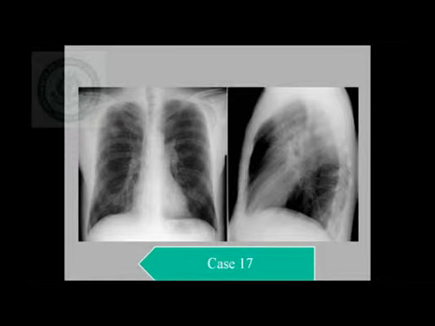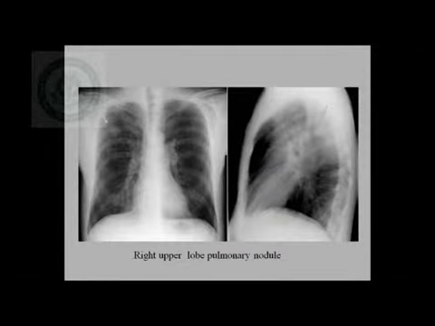Now this X-ray, AP view, shows a nodule in the right upper lobe. Solitary pulmonary nodules are always a problem to the radiologists as well as to the clinicians, because you can neither brand it as a benign one nor as a malignant one. There are certain features which will help us identify malignancy in these nodules.